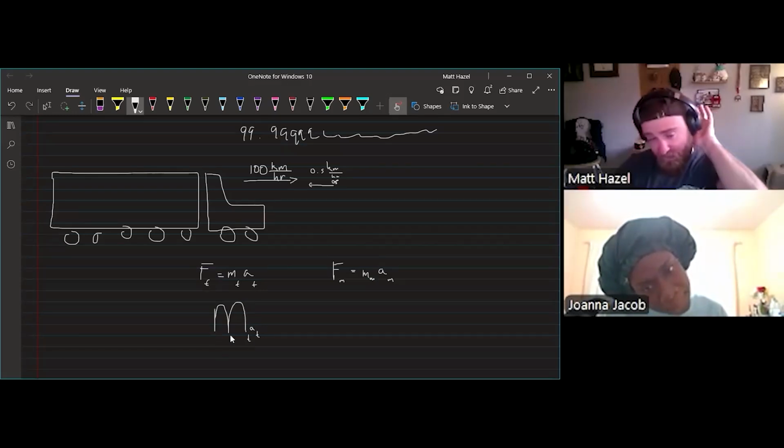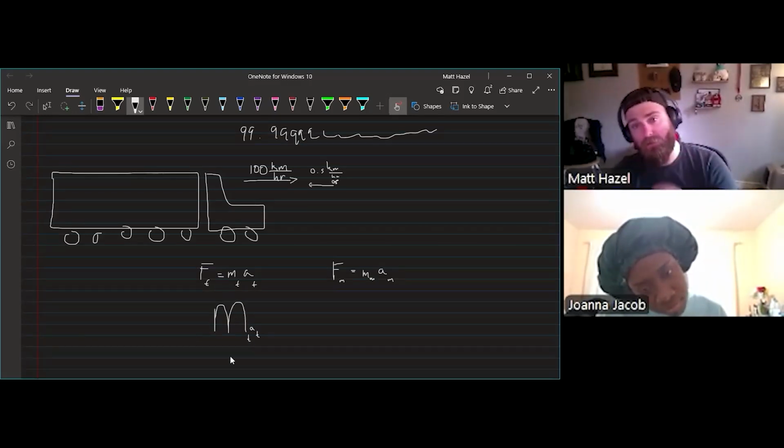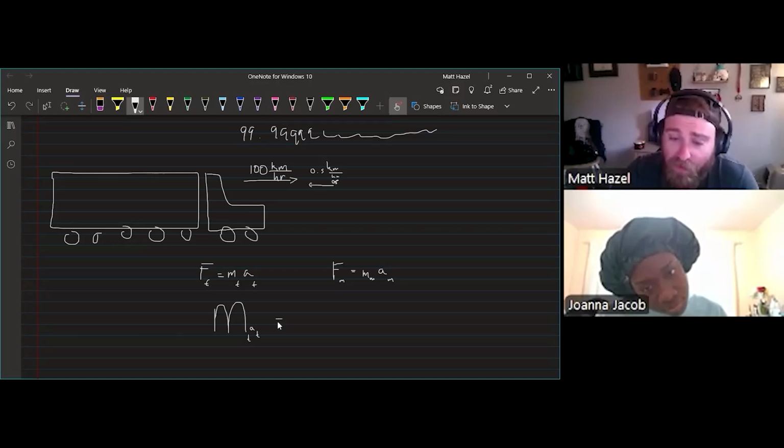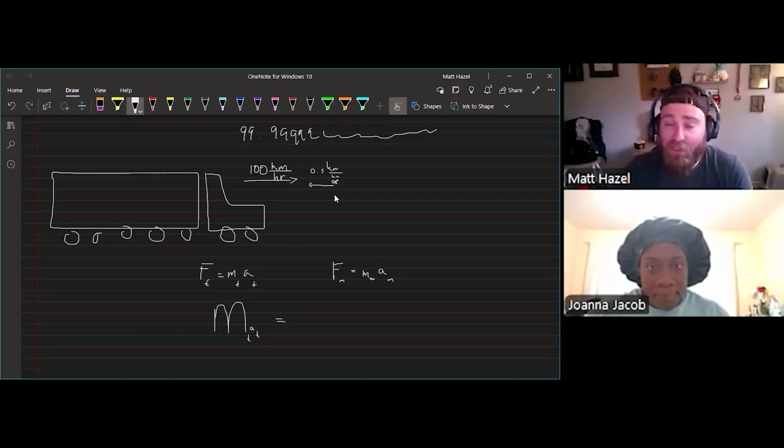So we have a massive mass and a tiny acceleration. But we know that the forces have to be equal. The force of the truck on the mosquito is equal to the force of the mosquito on the truck. This doesn't mean that the acceleration of the two is going to be the same.